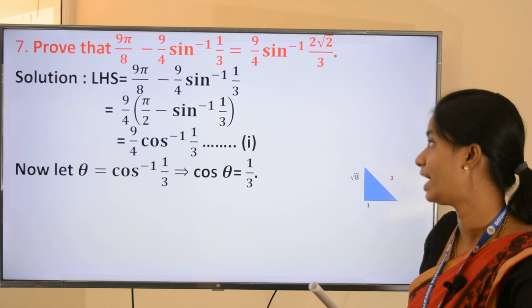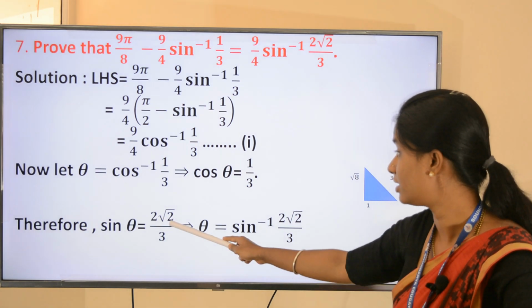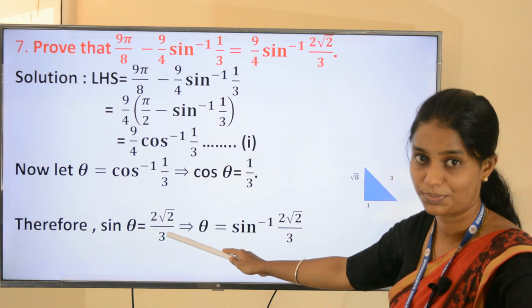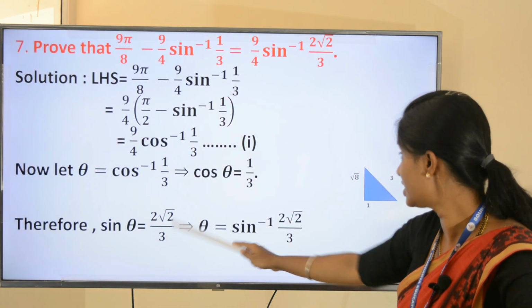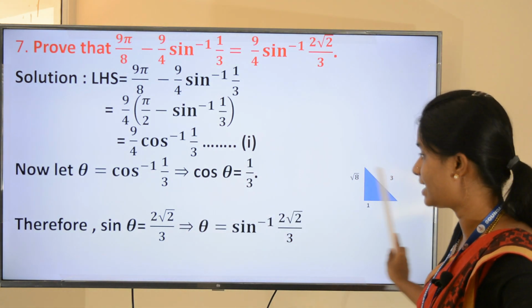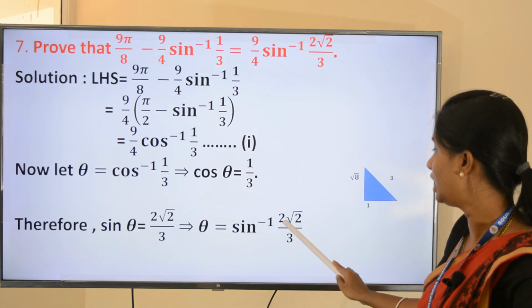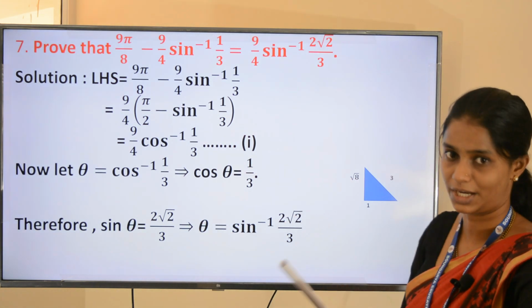So we can write sine theta as opposite side by hypotenuse. Opposite side is 2 root 2 divided by hypotenuse 3. Therefore theta can be replaced with sine inverse 2 root 2 divided by 3.